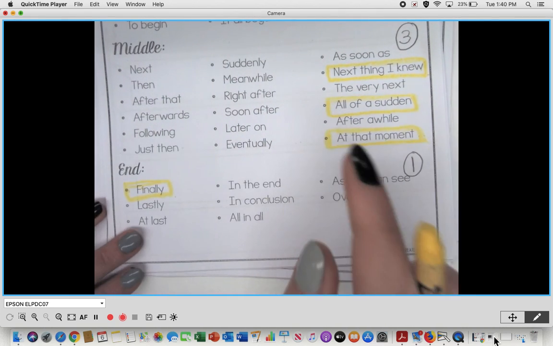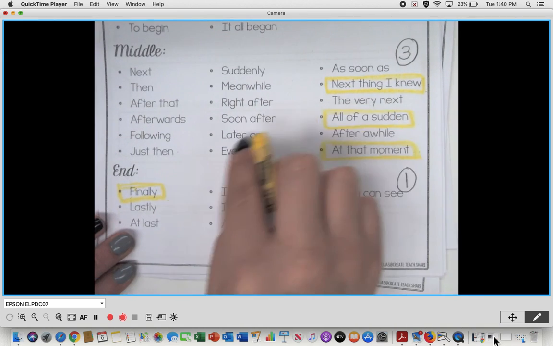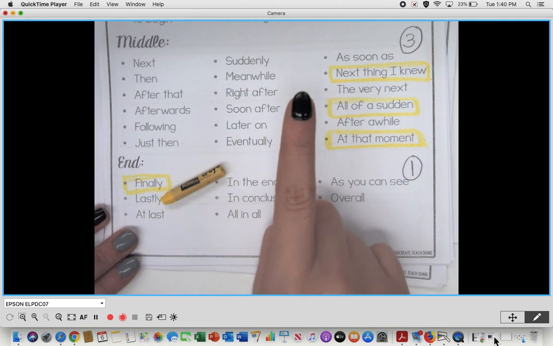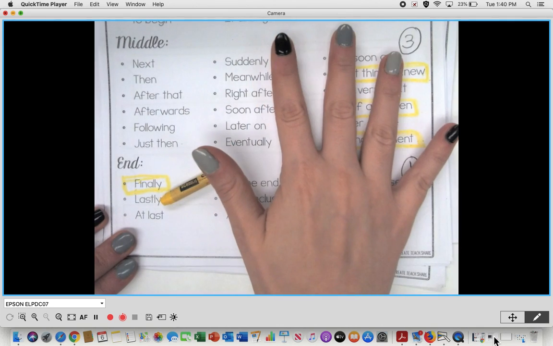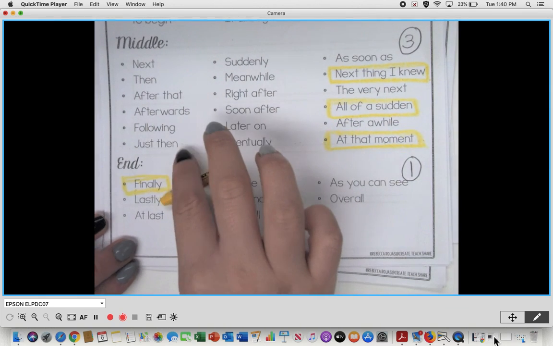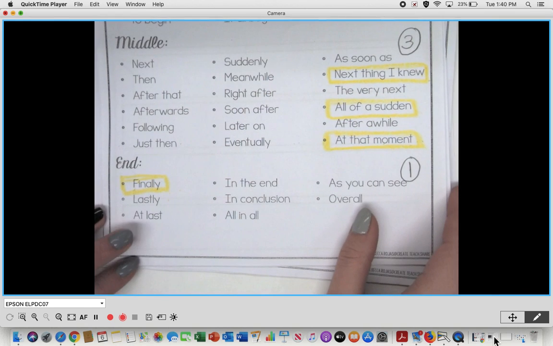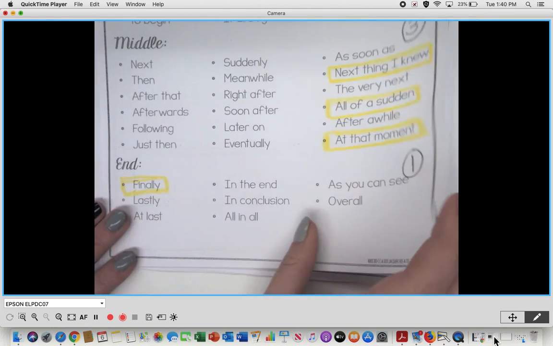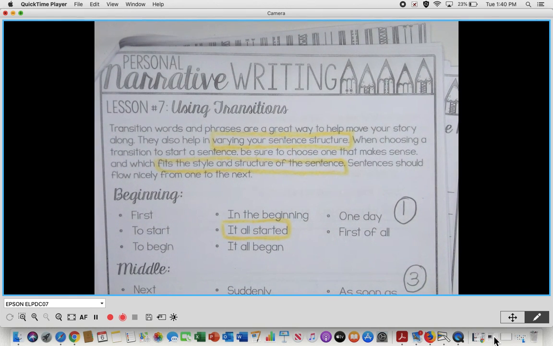And you are going to see that I chose 1 transition word for the beginning, I chose 3 for our middle, and I chose 1 for our end. Remember, you need 5 transition words in total. And that is going to be it for our lessons today. Remember, these jobs need to be done by tomorrow, so that way we can get moving on to our next lesson, lesson number 8. So if you have any questions, please do not hesitate to ask.